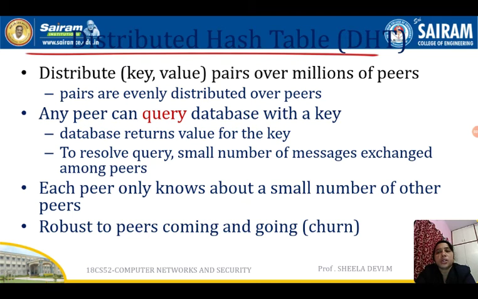If I have only one hash table for the entire world, is it possible for the server to provide the service to millions of peers? No, it is not possible. So we have to distribute the database. How to distribute this key-value pair? That's what we are going to see. We distribute key-value pairs over millions of peers, evenly distributed, so every peer will have some key-value pairs.